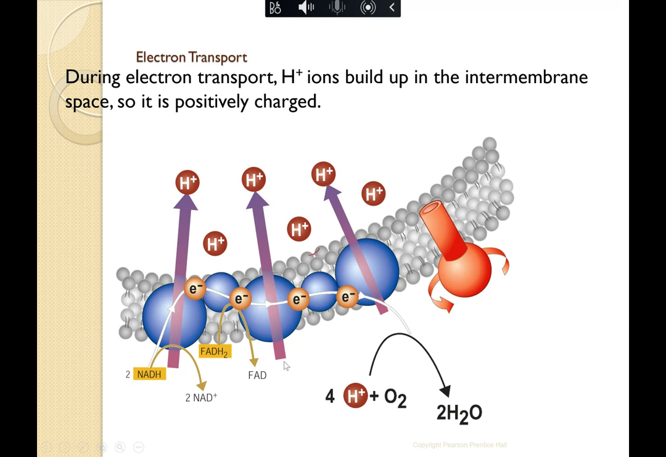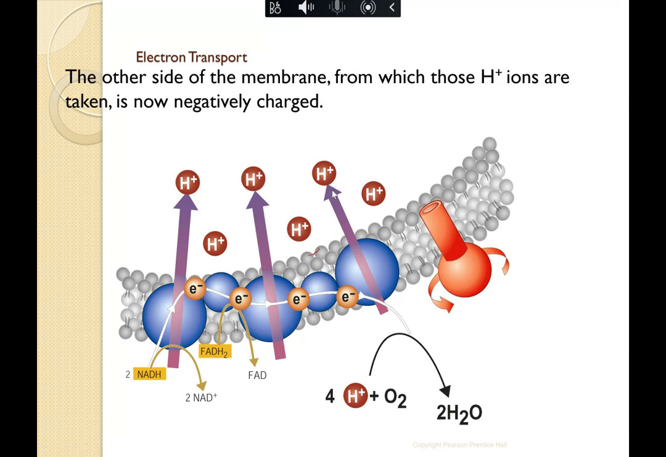When you have a situation like that, this is going to want to reach equilibrium. Everything is going to want to reach equilibrium. So this buildup of hydrogen and this buildup of positive charge, the membrane is going to want to fix that.